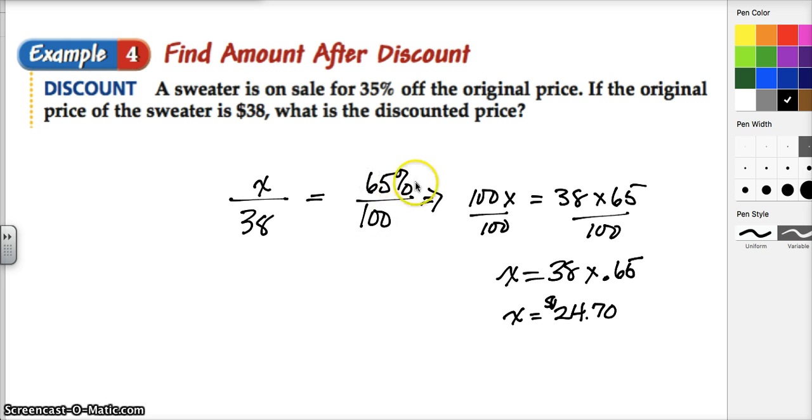Now, I know that that was a little bit trickier doing the one-step thing. Yes, you could have figured out what 35% was and then subtracted it from the 38. Totally legit. But sometimes it's nicer to do things in a one-step motion because you have less chance for mistake.